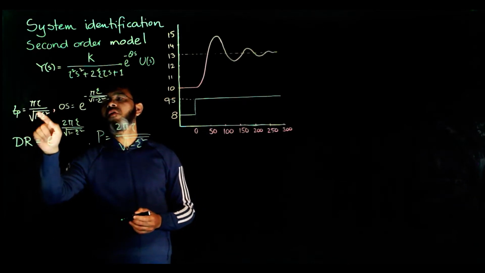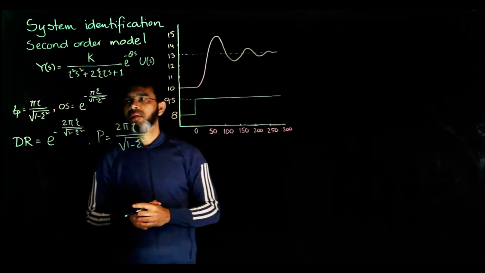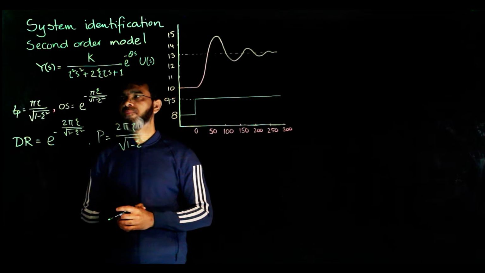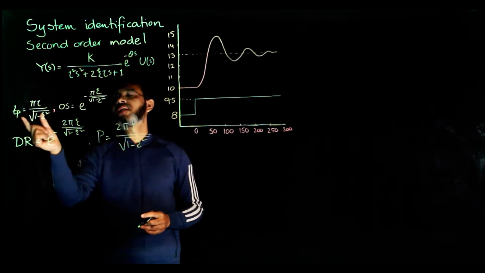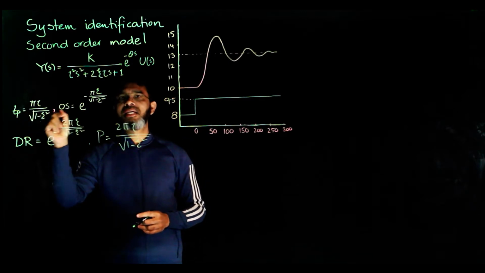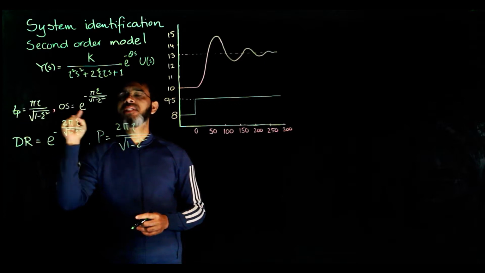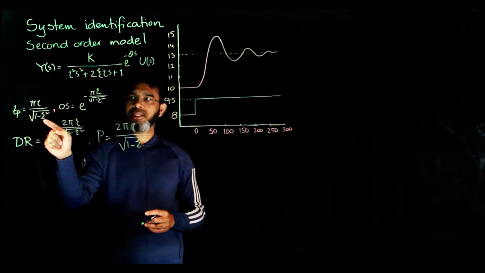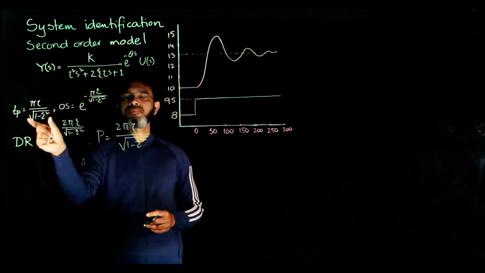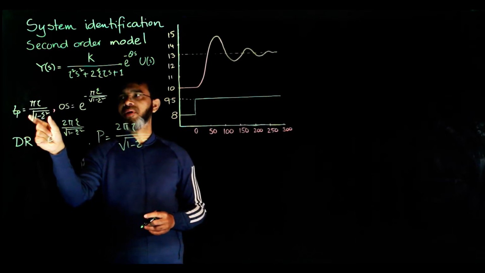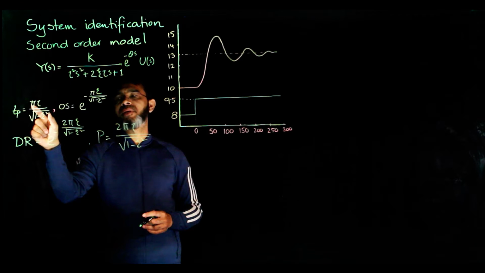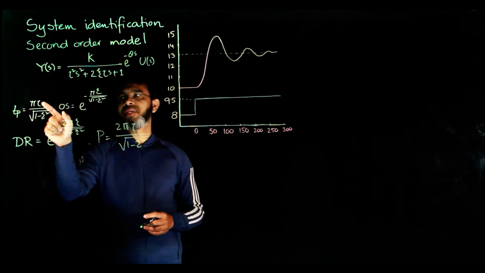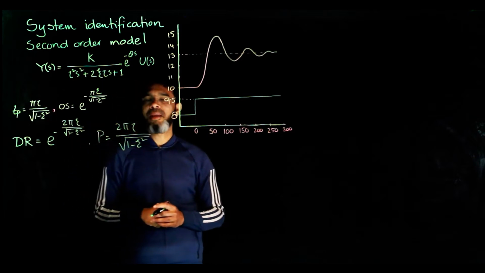pi tau over the square root of 1 minus the damping coefficient squared. Do remember that when you are using the equations, they are consistent in terms of units. Here the damping coefficient doesn't have any unit, so this entire term does not have any unit. The pi is a constant, so it doesn't have any unit. The tau has a unit of time, so TP should have a unit of time.